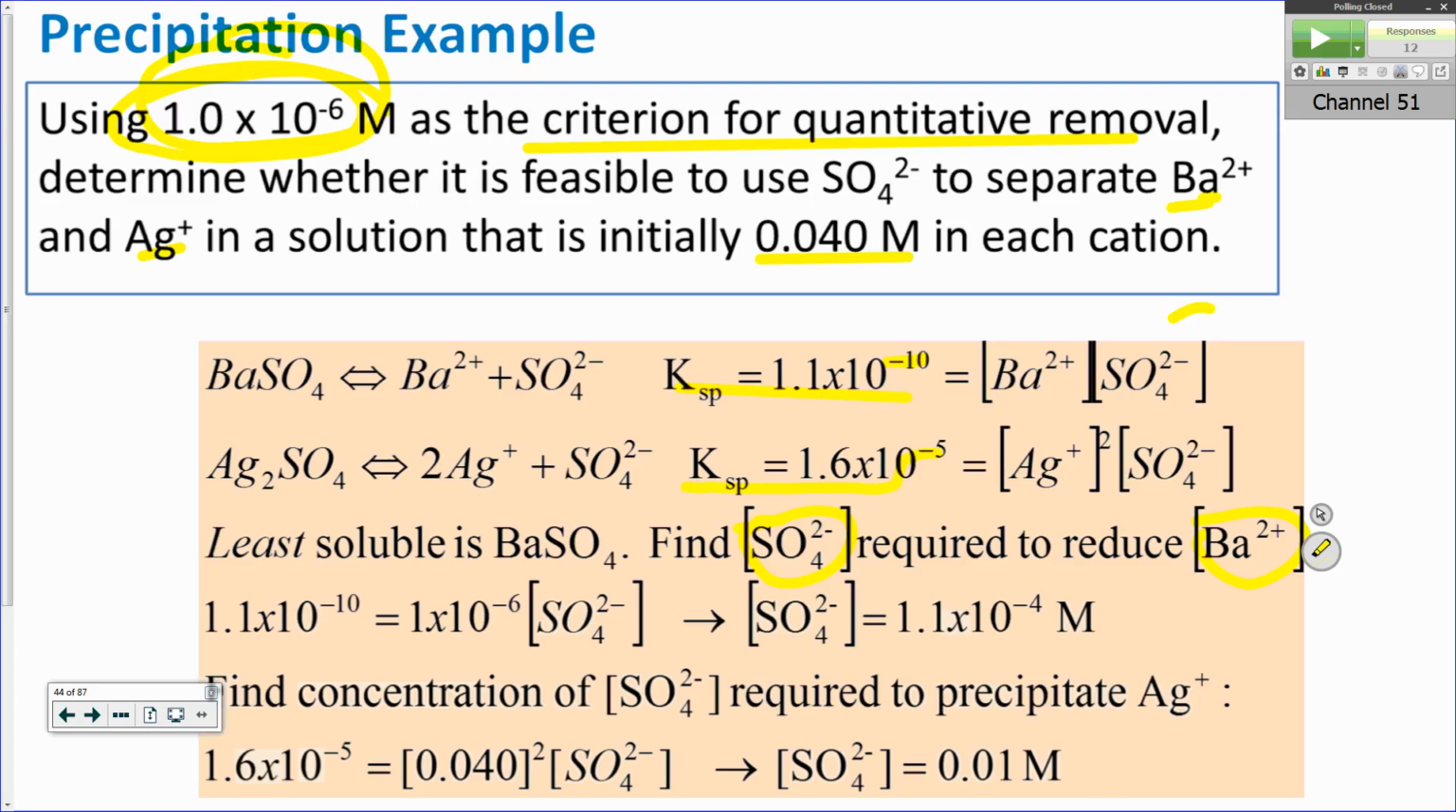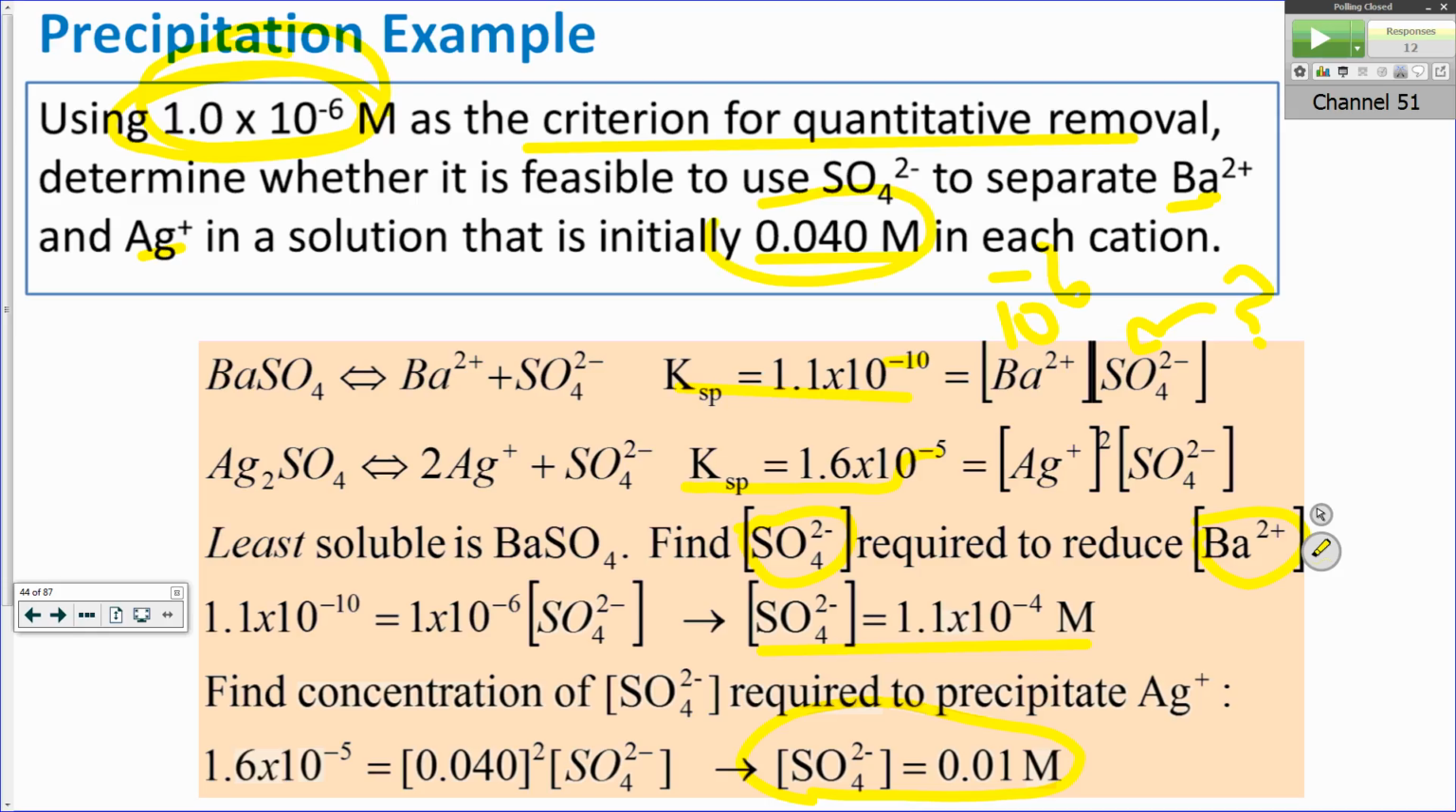Knowing I want to find out how much sulfate is required to take this one to the 10 to the minus 6, I rearrange that Ksp and find that it takes a sulfate of 1.1 times 10 to the minus 4th. I plug it in to see if that would cause the silver to start precipitating. So the sulfate concentration, given the initial silver concentration of 0.1, has to go all the way up to 10 millimolar, 0.01, before it starts to precipitate out.